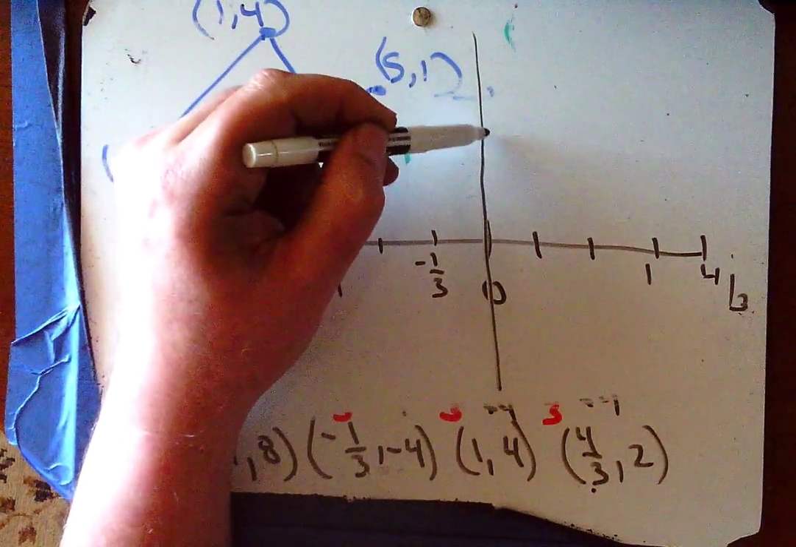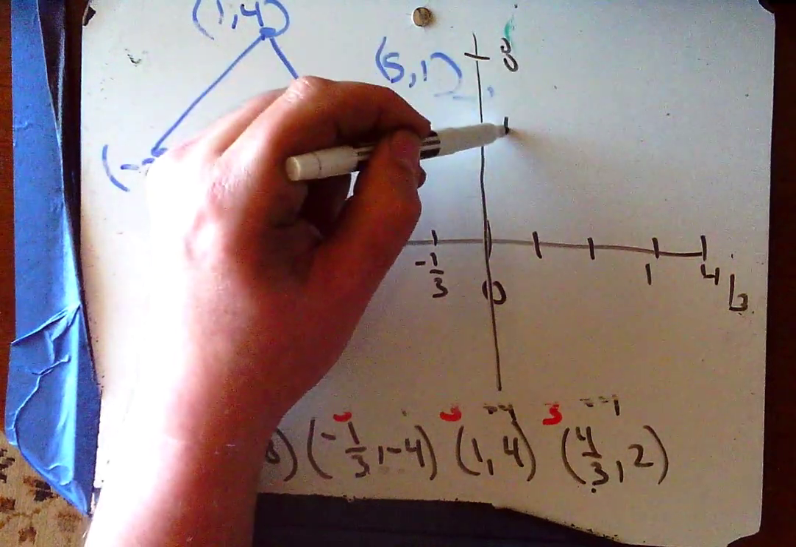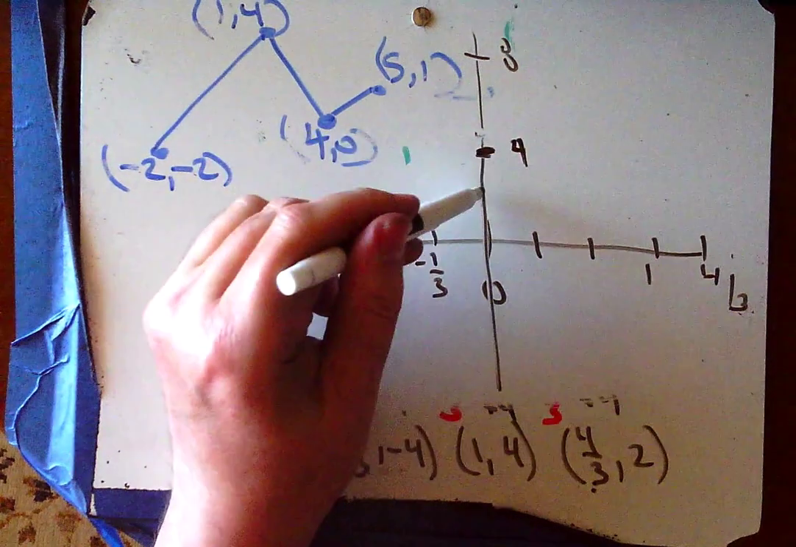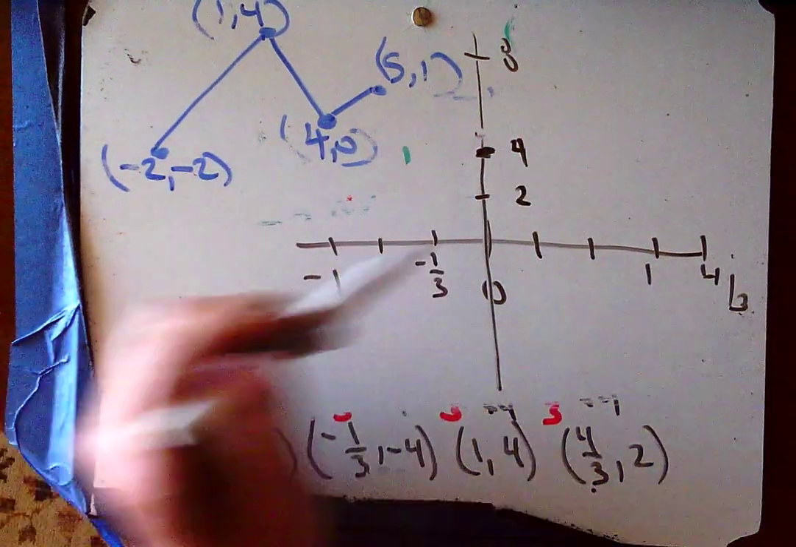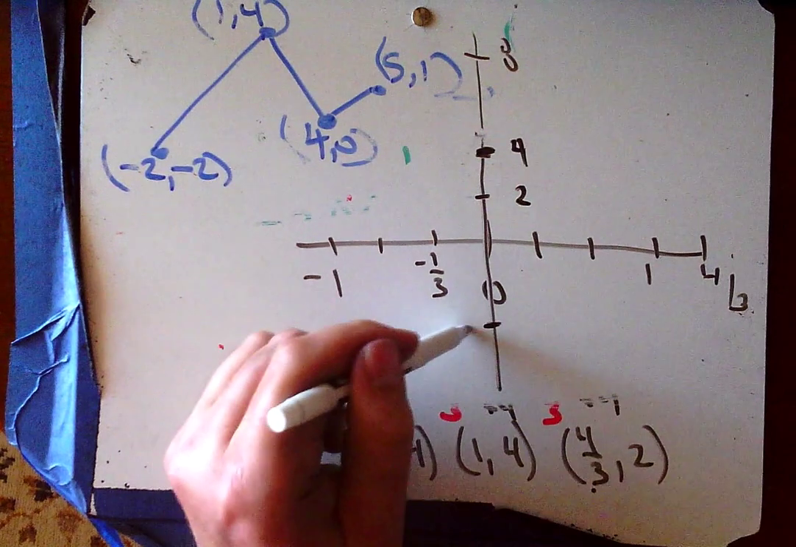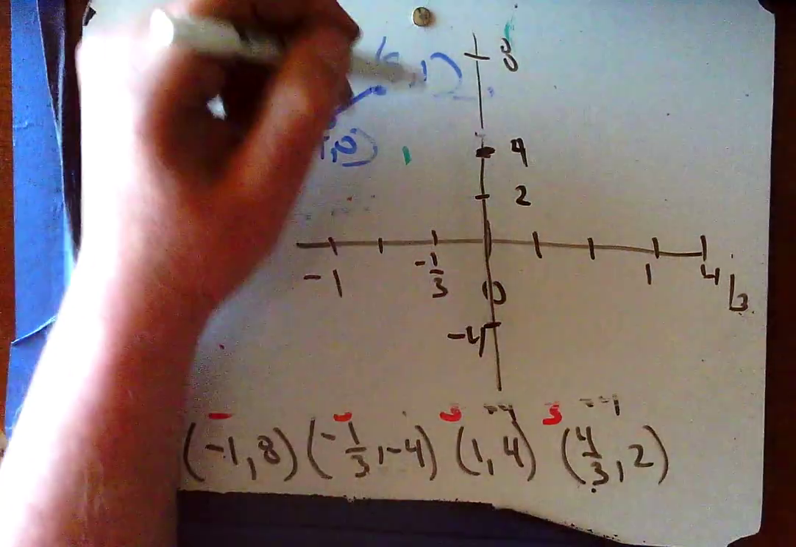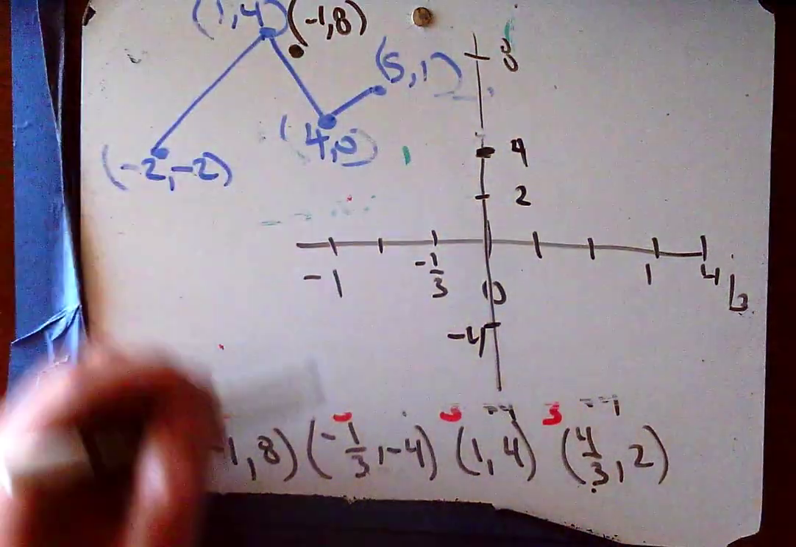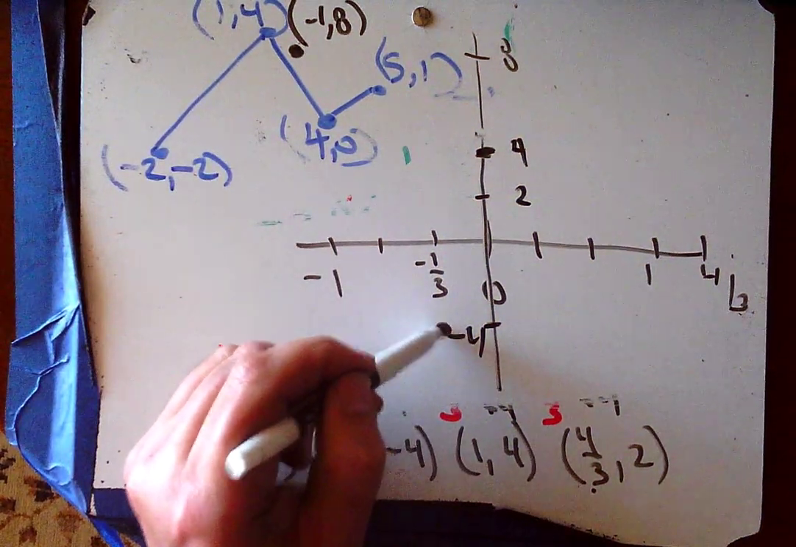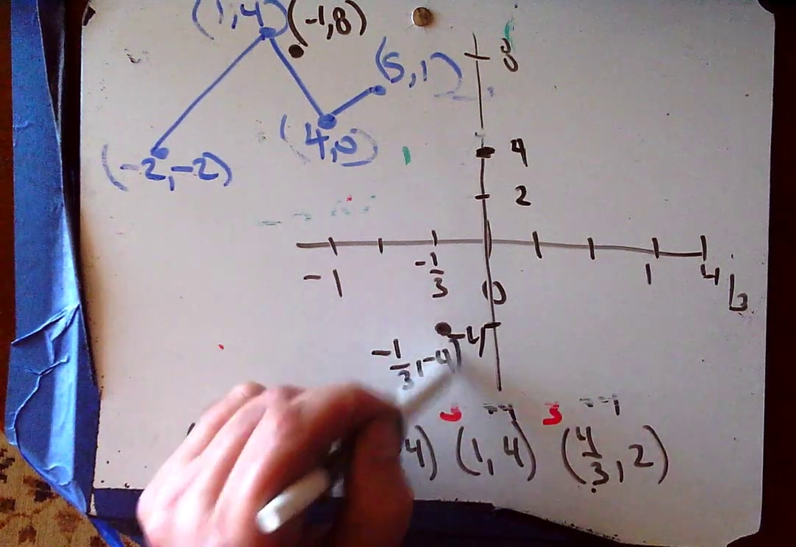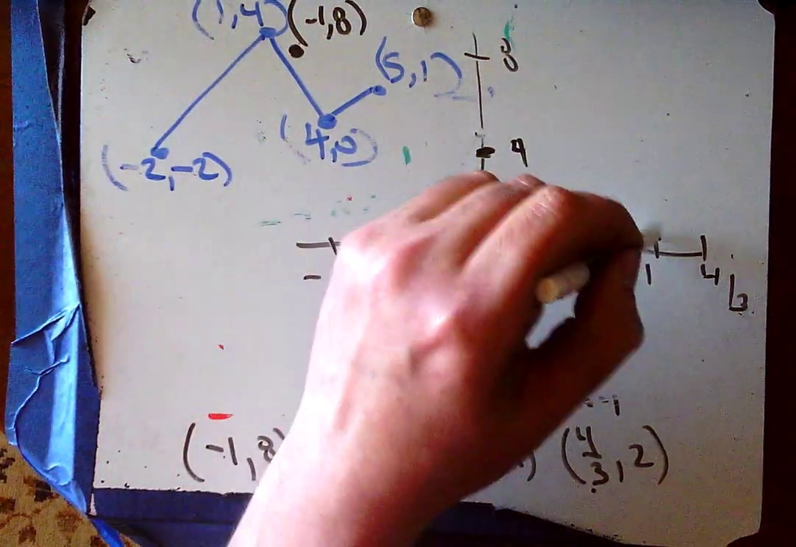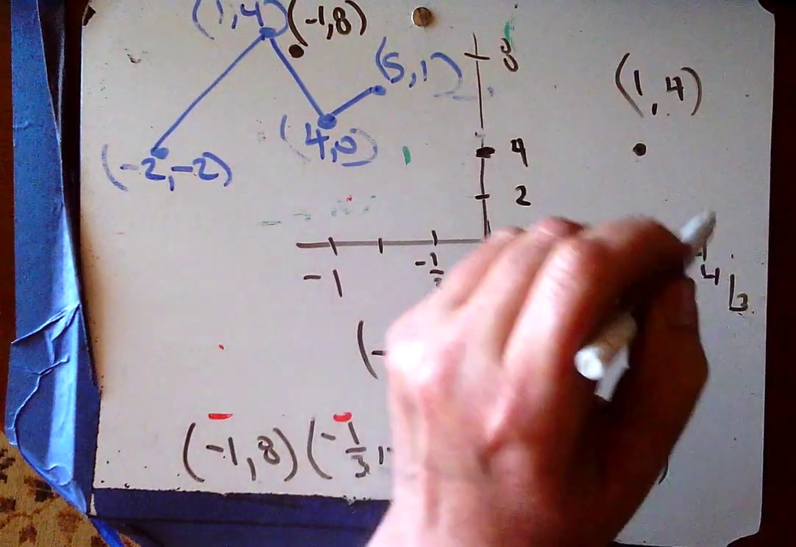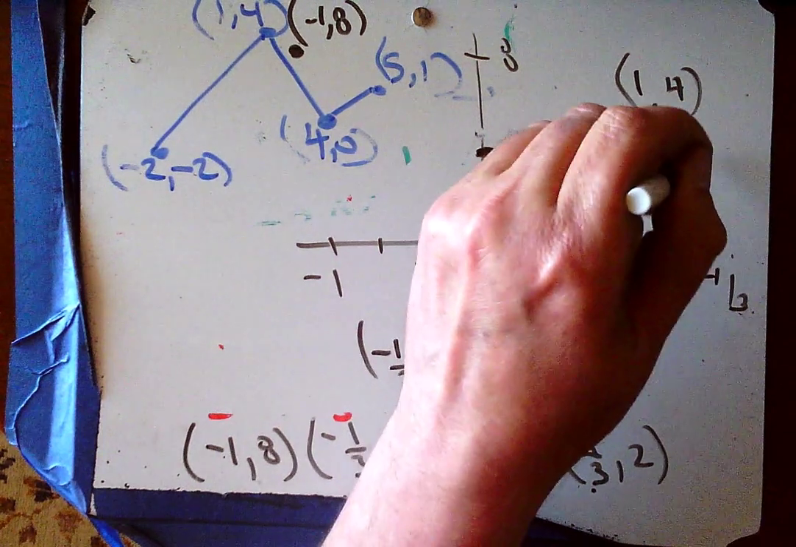So if this is 8 and 4 would be a little lower, and 2 would be half of that, and -4 would be this distance down here. Okay, -1, 8 lives over here, and -1/3, -4 lives here, 1, 4 lives here, and 4/3, 2 lives here.